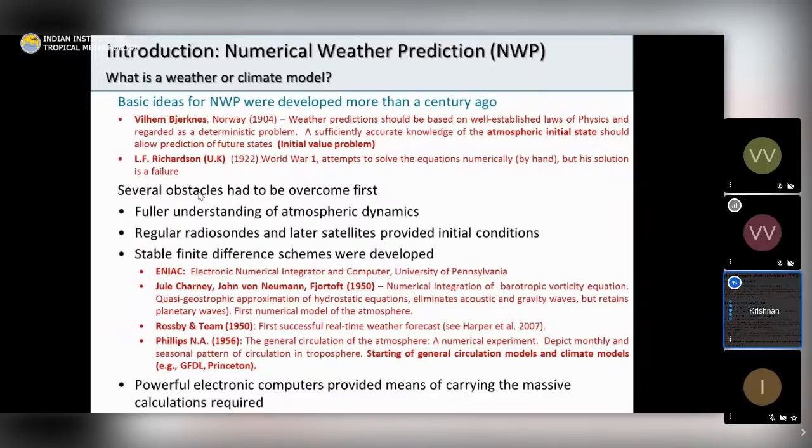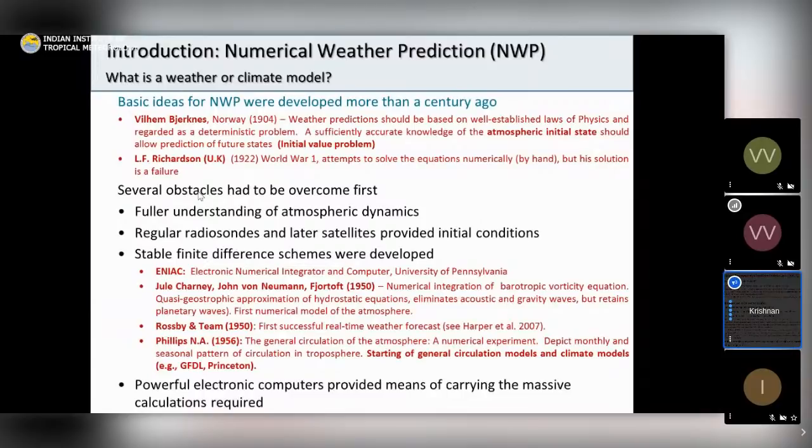It depends on the initial state of the atmosphere and the initial state of the ocean, to be able to predict the subsequent evolution. Later on, Richardson from the UK, during World War One, attempted to solve these equations numerically by hand, but his solutions failed. This failure was realized to be due to the problem of very fast growing waves, like gravity waves and sound waves, which he had not eliminated in the initial conditions. That was realized much later. But his failure was an important exercise in the subsequent progress of NWP itself.